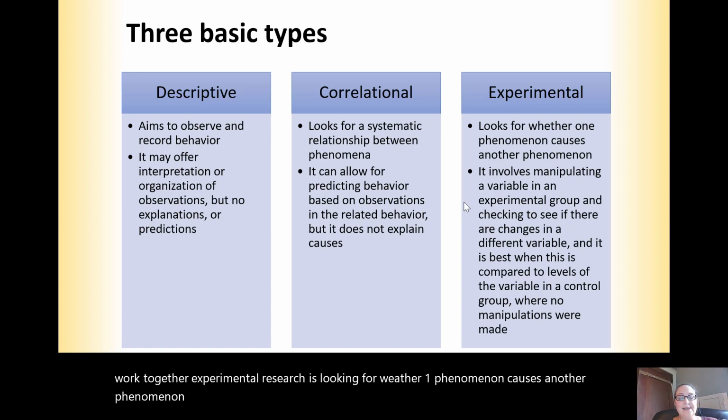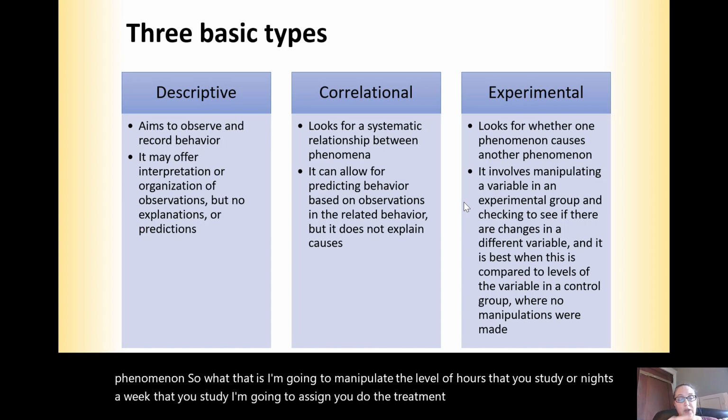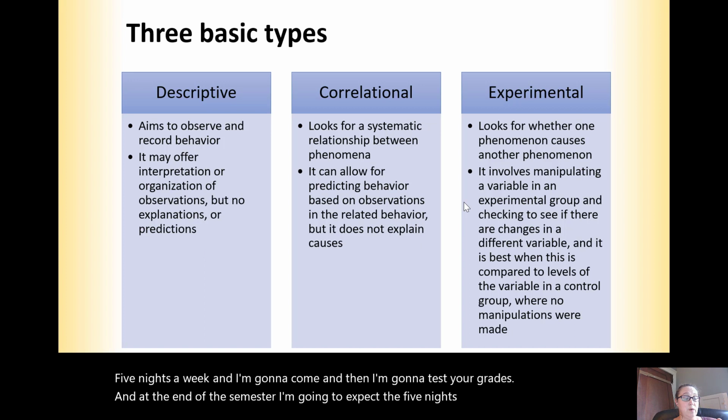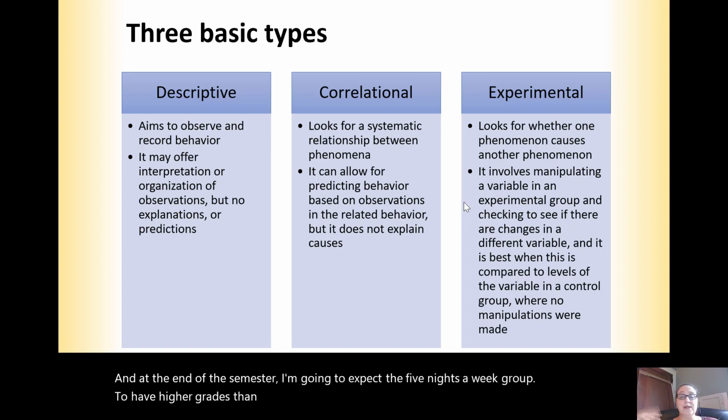So what that is, I'm going to manipulate the number of nights a week that you study. I'm going to assign you to the treatment group, where you all are set to study five nights a week, and then I'm going to test your grades. At the end of the semester, I'm going to expect the five nights a week group to have higher grades than the control group, where it wasn't manipulated at all. Right? The control group means that the variable wasn't manipulated.